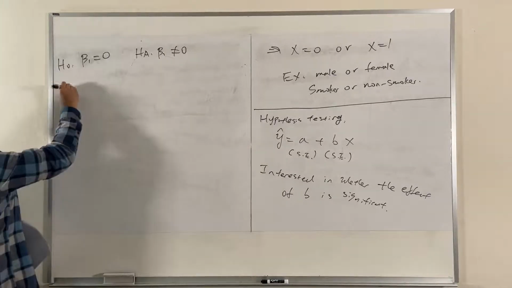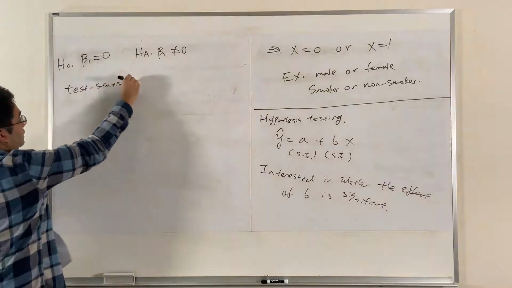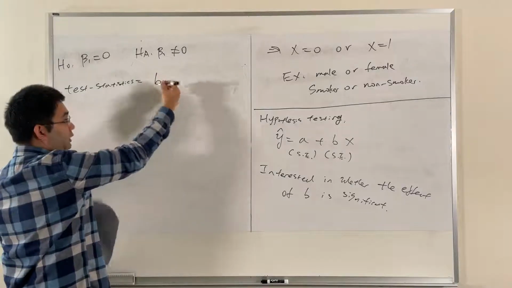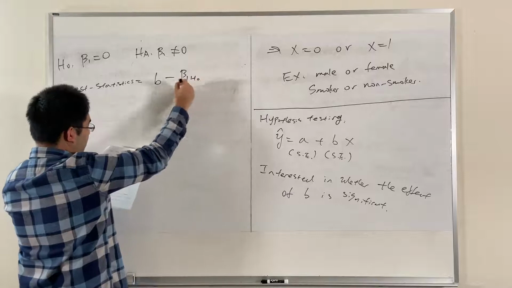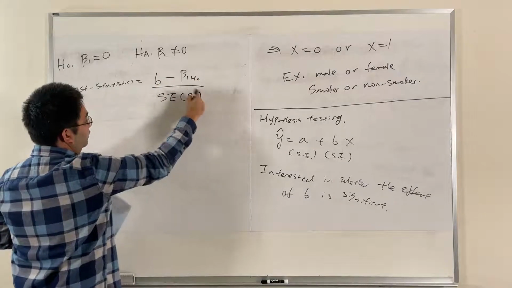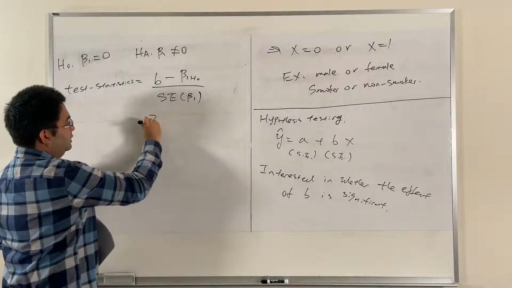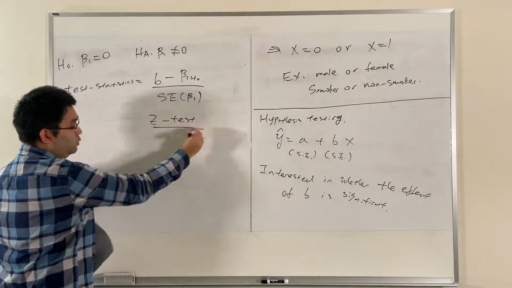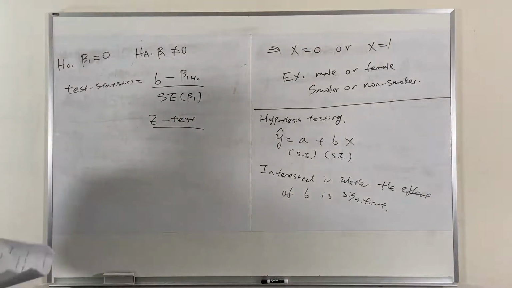So the test statistic equals our B, our predicted value, minus beta 1 under the null hypothesis, divided by the standard error of beta 1. Okay, and we're going to do a z-test, right? Because our sample size is pretty big. So most of the time it's pretty big, and we are able to do the z-test.